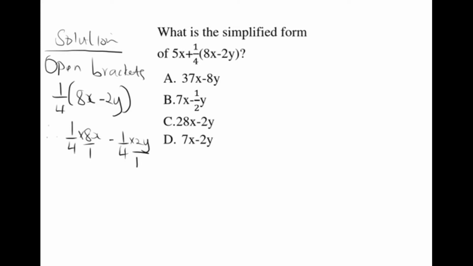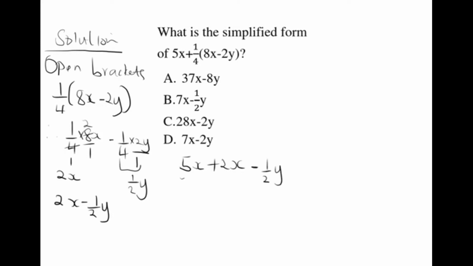A quarter times 8x is going to give us 2x. This is because we are going to simplify by cancelling as follows. By 4, 1, by 4, 2. A quarter times 2y over 1 is going to give us a half y. We can combine our expression as follows. 2x minus a half y. Our expression is going to be 5x plus 2x minus a half y. 5x plus 2x is going to give us 7x minus a half y. Our expression in its simplest form is going to be 7x minus a half y. Our correct choice is going to be B.